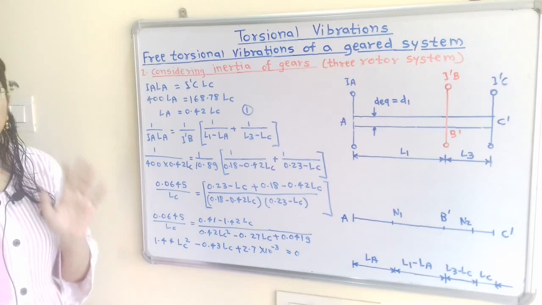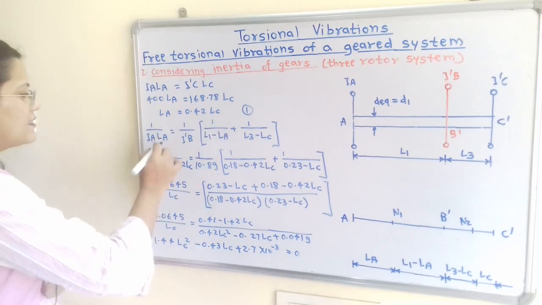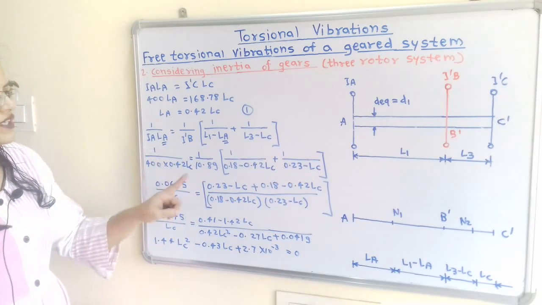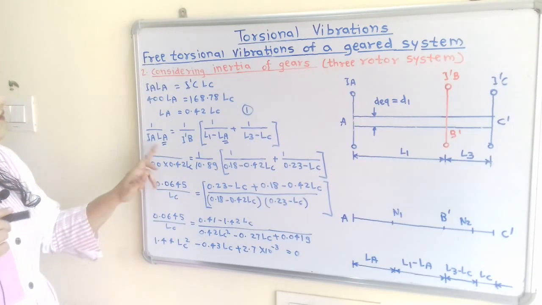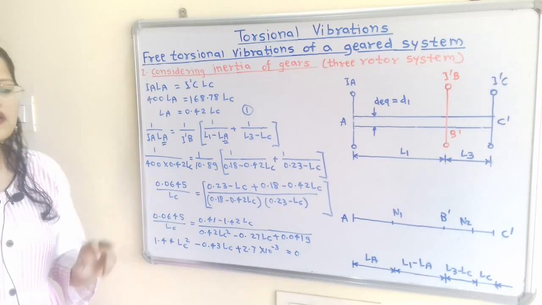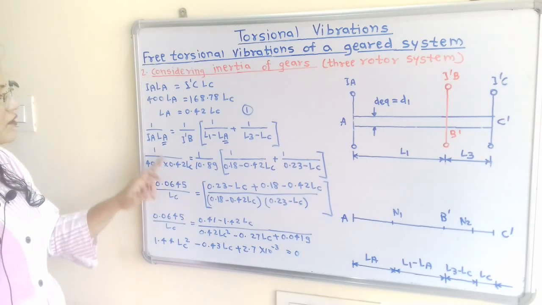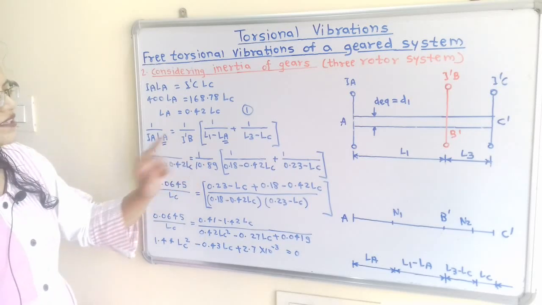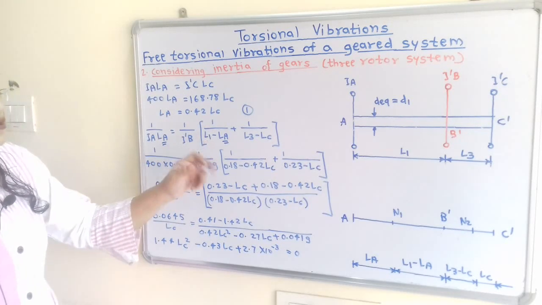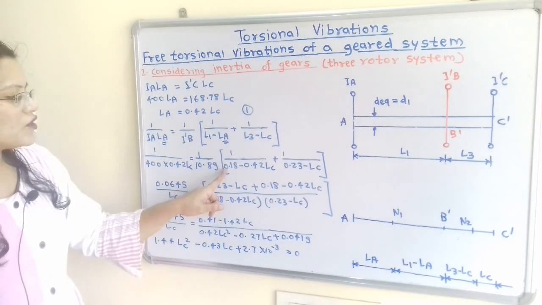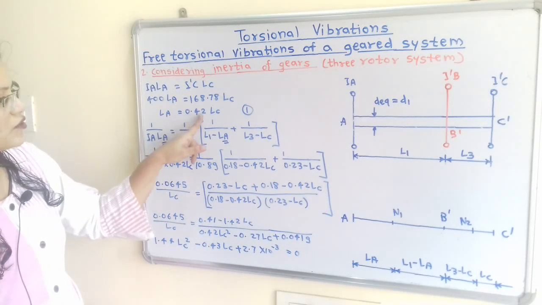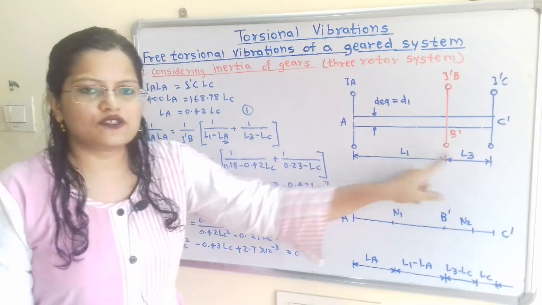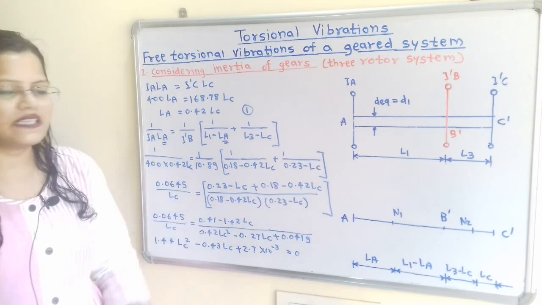Now if we observe, we have a relation between LA and LC. So we have to replace this LA, and we will take the whole equation in terms of LC. So instead of LA, we will write 0.42 LC. So 1 divided by 400 into 0.42 LC is equal to 1 divided by 10.89 in the bracket 1 divided by L1. So L1 value is known, 0.18 minus, instead of LA, 0.42 LC, plus 1 divided by L3. So L3 is also calculated, 0.23 minus LC.